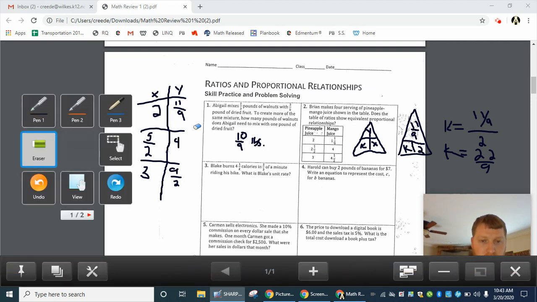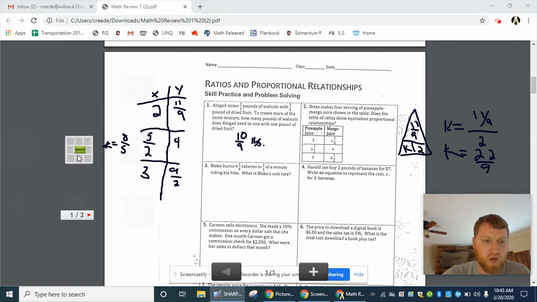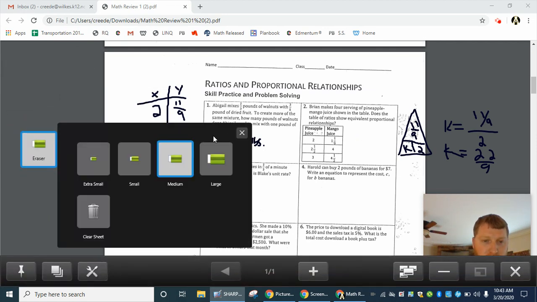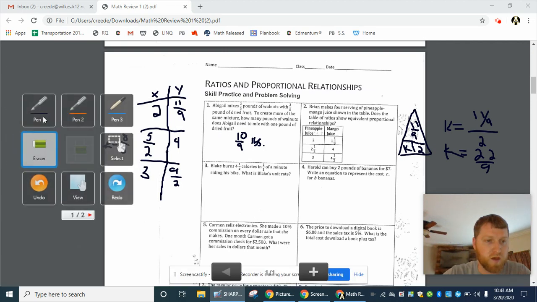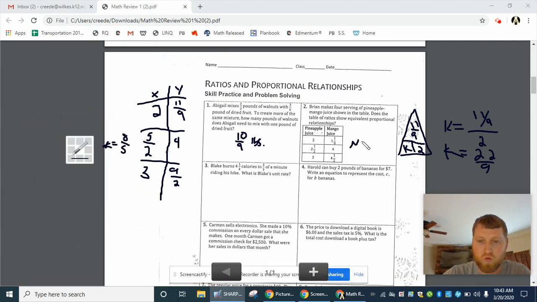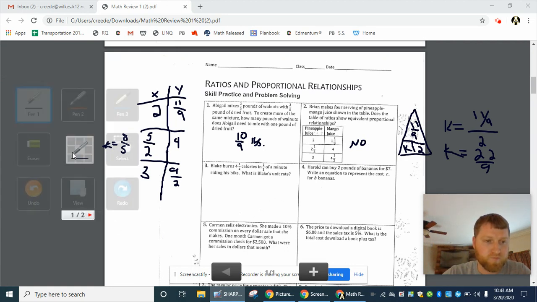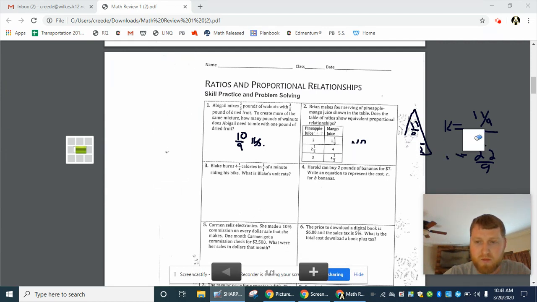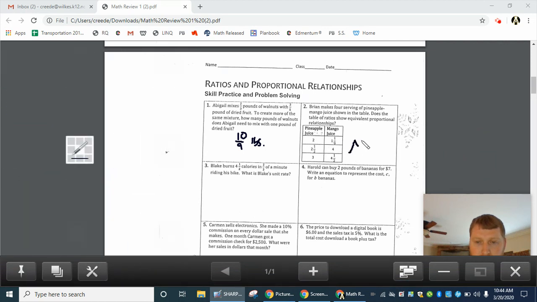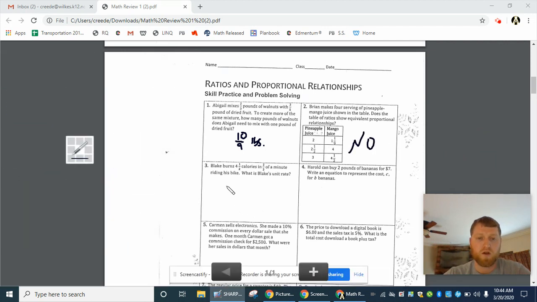So these do not show a proportional relationship, okay? So no, they do not. The reason why: they do not have the same constant of proportionality all the way through, therefore they do not represent proportional relationships. Now I'll rewrite that no here in just a moment. No. All right, number 3.